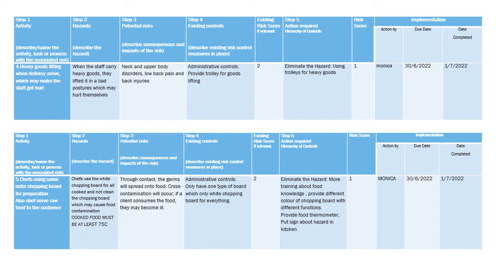So to eliminate it, we provide more training about food knowledge, provide different color chopping boards with different functions, and provide food thermometers, to address the hazard in the kitchen.